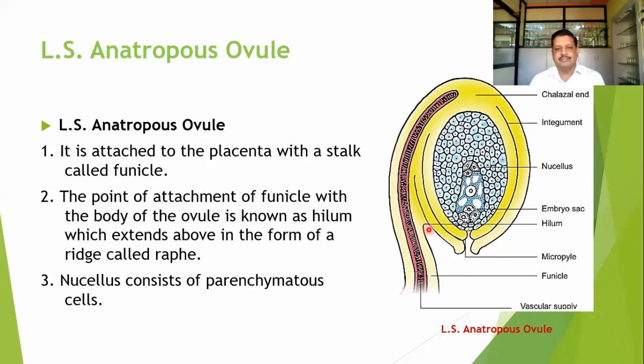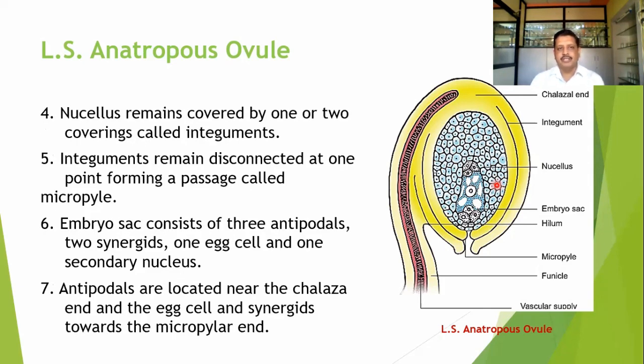Then the nucellus consists of parenchymatous cells. So here you can find the central portion, the nucellus, and these are all parenchymatous cells inside. Then the nucellus remains covered by one or two coverings called integuments. Here you can find this yellow line, and in this yellow line you can find these two are the integuments, and the nucellus is mostly covered by the integuments.